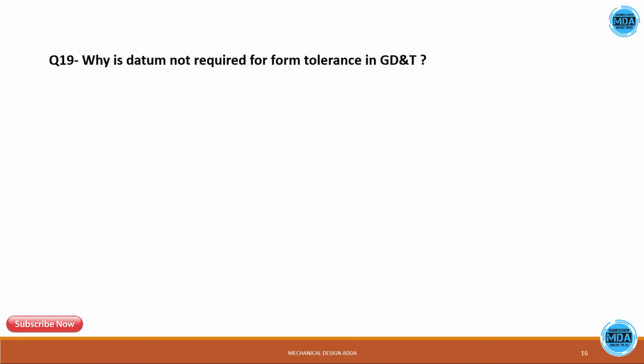The next question is, why is a datum not required for form tolerance? As you know, form tolerances are straightness, flatness, circularity, and cylindricity. We can understand with the help of the measuring technique. In straightness we measure the straightness of a surface and the straightness of an axis. In flatness we measure the surface. In circularity we measure the circularity at a section, and in cylindricity we measure the circularity along the axis. Here we are not taking any reference for the measurement. So for that purpose we don't use any datum for form tolerance.